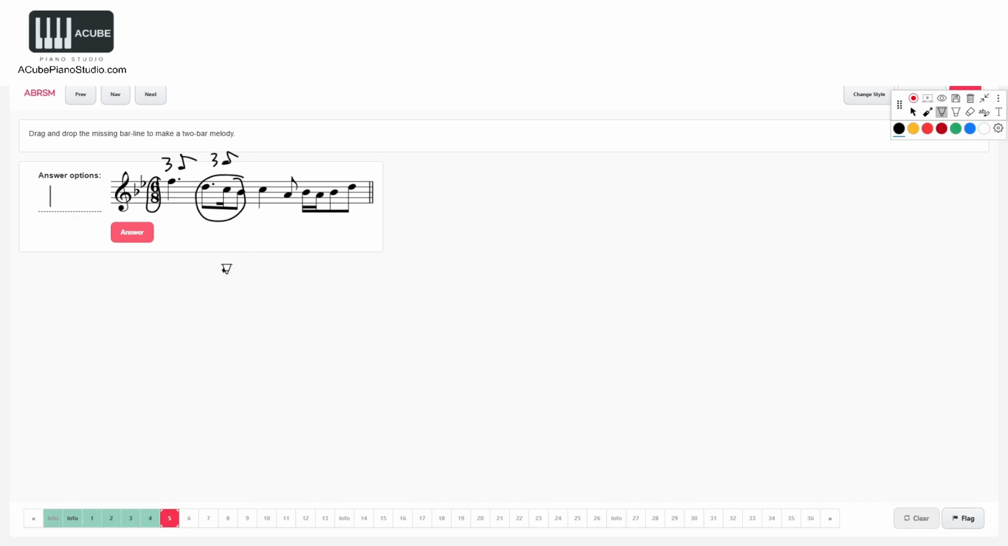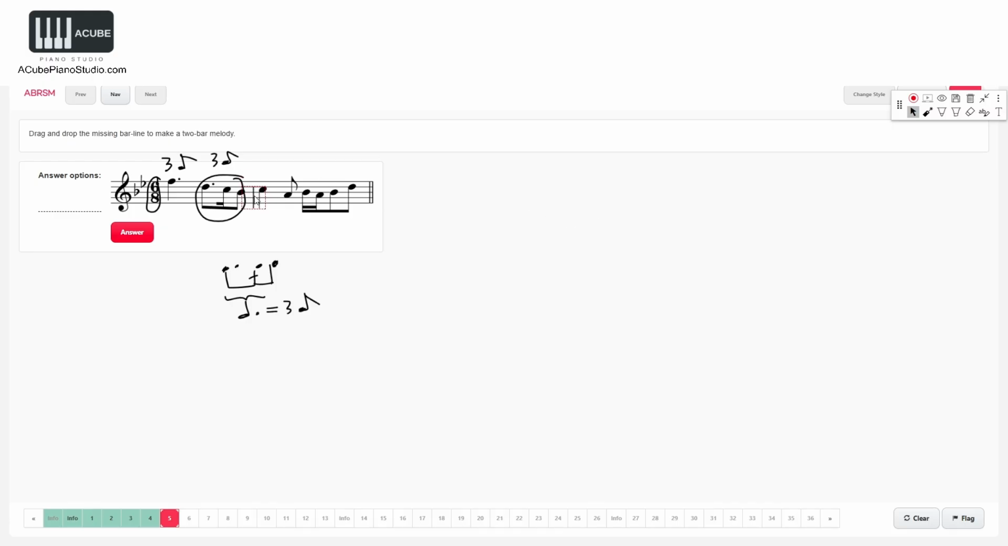When you have a dotted quaver plus a semiquaver, it adds up to a crochet. A crochet plus another quaver here will give a dotted crochet. So a dotted crochet is equal to 3 quaver beats. So 3 quaver beats plus 3 quaver beats is 6 quaver beats already. In 6/8 time, each bar has 6 quaver beats. So I can put the bar line here already.